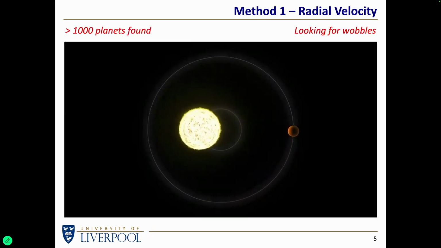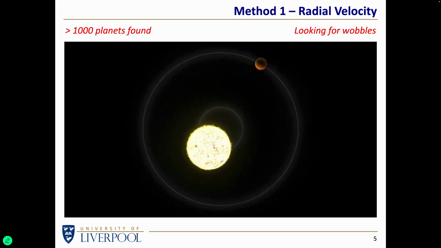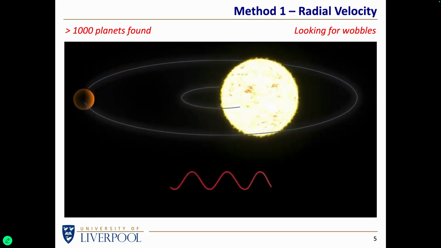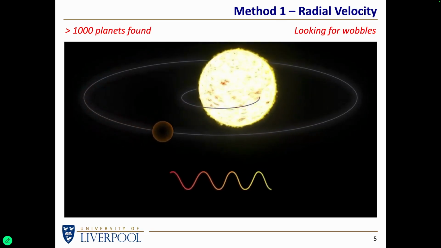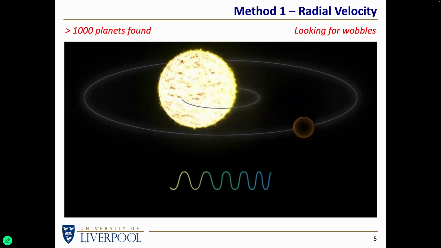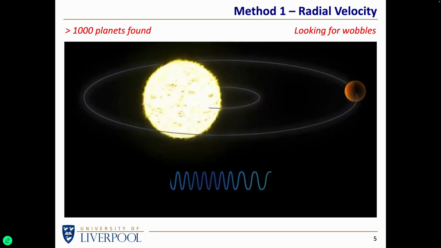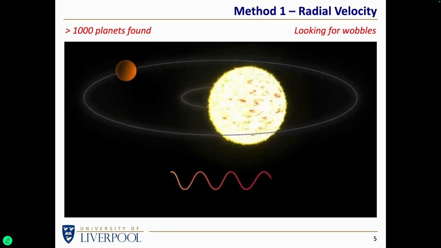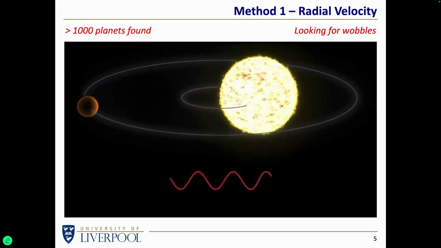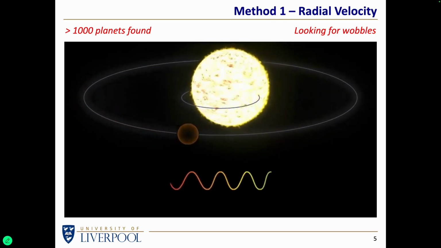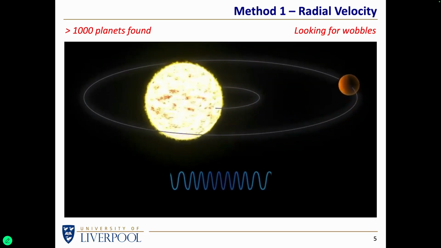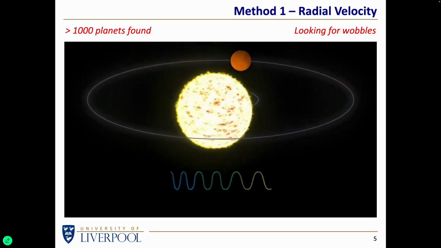So firstly, method 1, radial velocity, responsible for more than 1,000 planets to date. This particular animation indicates that if a star has an orbiting planet, then because of the motion of the planet around the star, the star will wobble. In other words, the 2 are actually rotating around their common centre of gravity. So depending on the mass of the planet, the star will come towards us or away from us, and so there will be a Doppler shift.